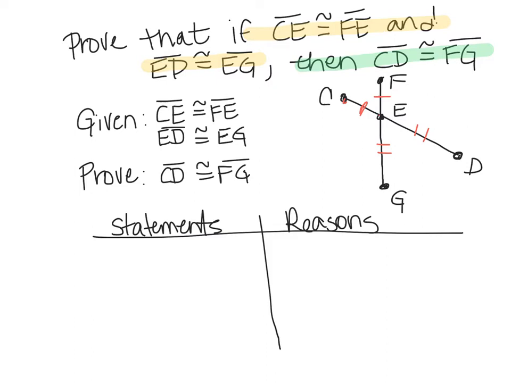All right, so I'm going to start my proof now, and I'm going to write down what I'm given because I'm always going to write that first. And I just write number 1, and then I just list what I have. So I have CE is congruent to FE, and I have ED is congruent to EG. And my reason is given. So that you always should be able to get those right.